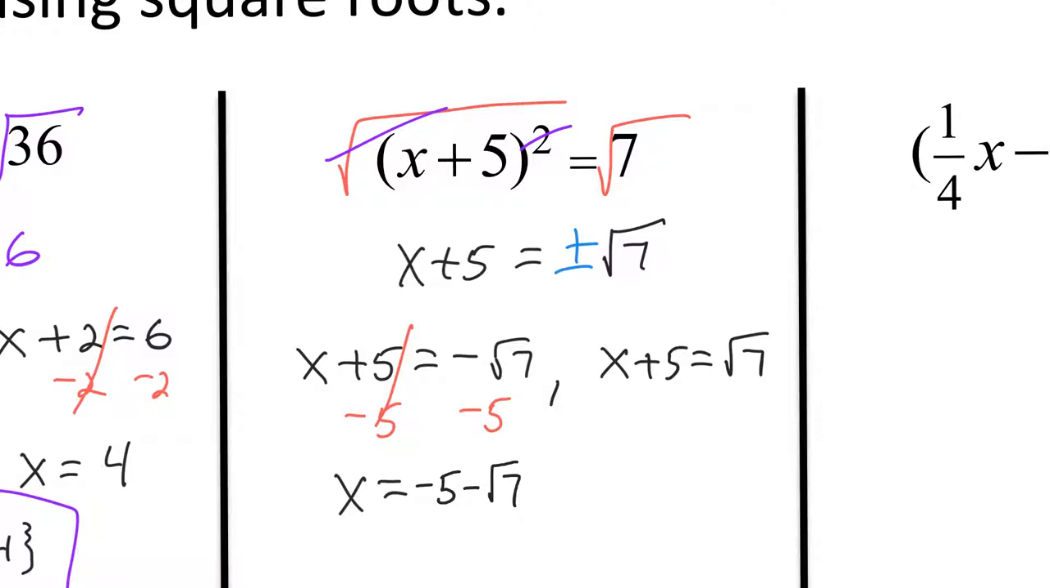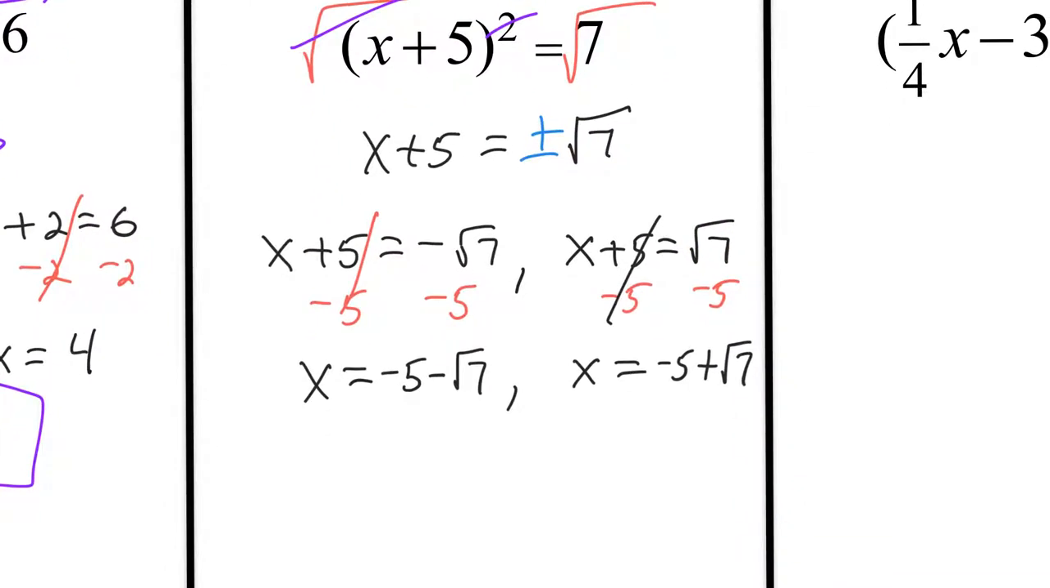If you want to know the decimal, you can go to the calculator, put negative 5 minus the square root of 7, and you will get a decimal. But I'm not looking for decimals. Once again, you keep it as an exact answer with a radical. Over here, you subtract 5 from both sides. So I'm going to have x equals, this cancels, negative 5 plus the square root of 7. Why plus? Well, the square root here is positive.